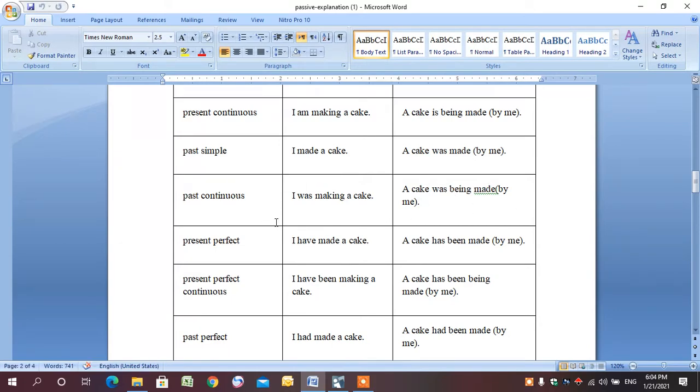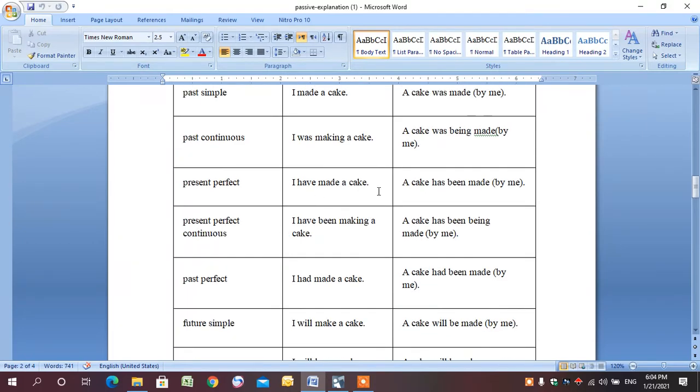Present perfect: I have made a cake. You start with a cake, and then you have to put have or has. Here we change have into has because a cake is singular. So a cake has. And then you put the verb to be in the past participle, because after have you put the verb in the past participle. So a cake has been, and then you put the verb in the past participle, made. So a cake has been made by me.